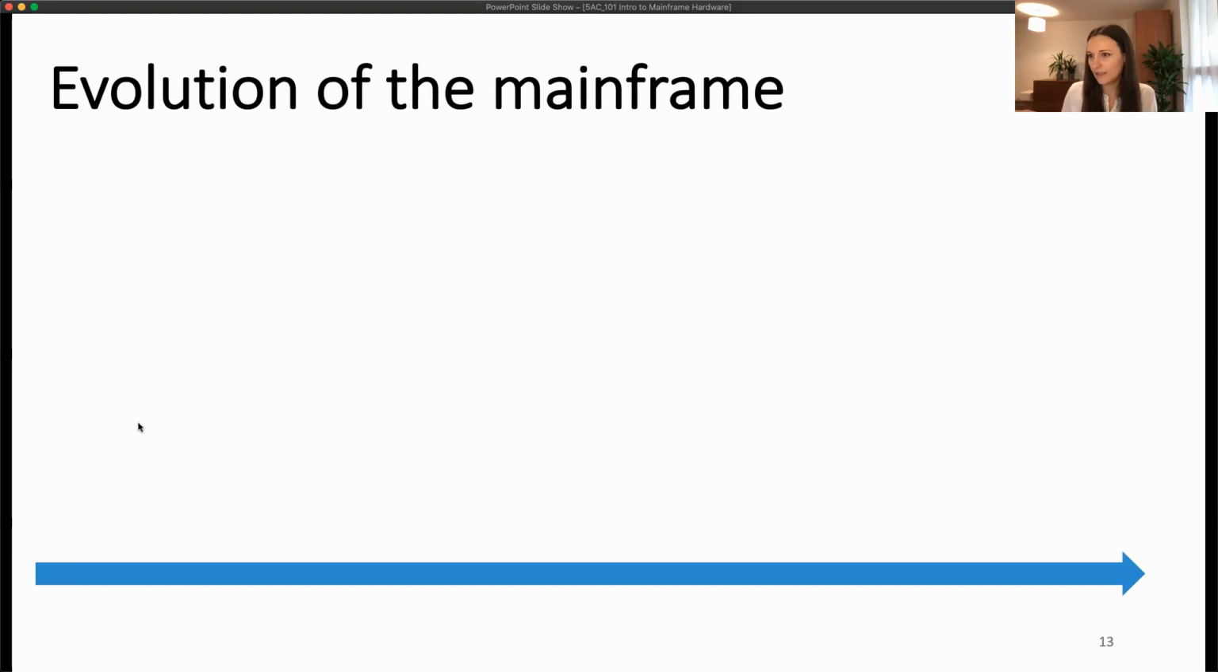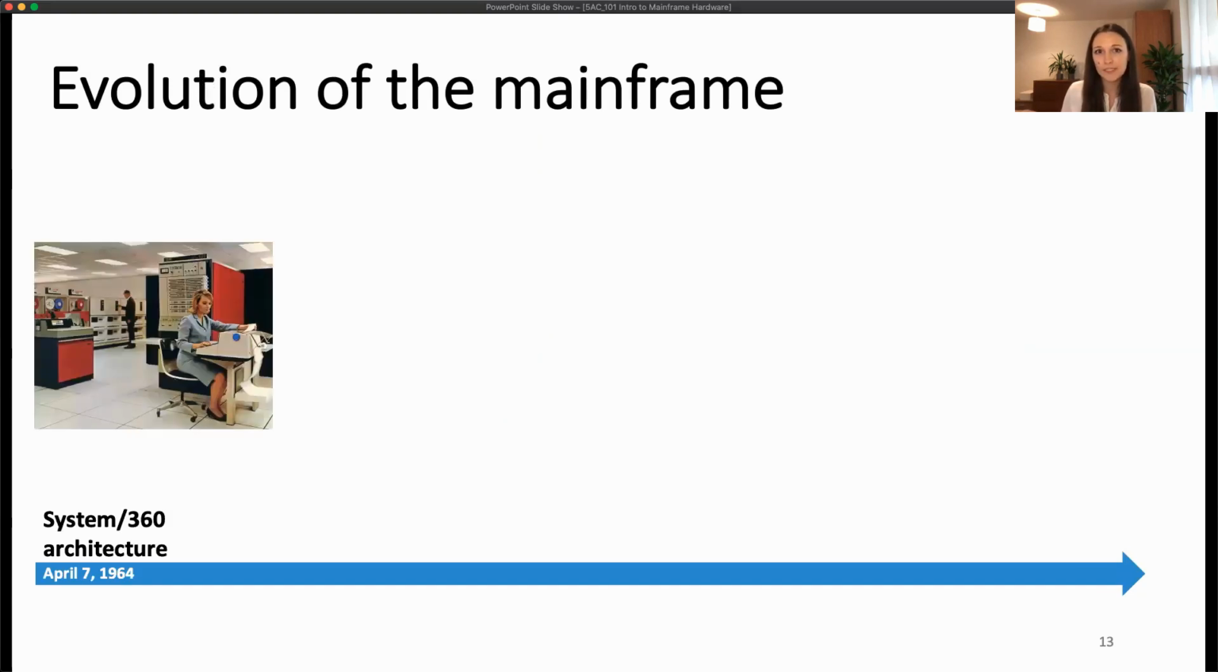So the System 360 can be seen as the first type of mainframe. It was introduced in 1964. And at that point in time, computers were dedicated to a certain task. So there were computers which were dedicated to scientific tasks or computers dedicated to commercial tasks, but there was no machine that could handle it all. So the mainframe was really a game changer because it was the first machine that could handle various types of tasks. And that's also why it's called the System 360.